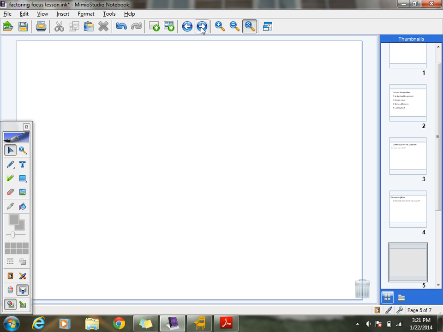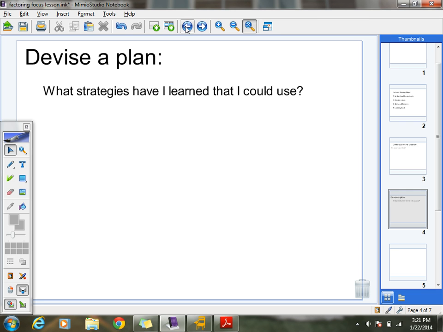After I understand the problem, I needed to devise a plan in order to solve my problem. Now, I need to think about the strategies I've learned that I could use. Some strategies I've learned are to start always by using the GCF, or the greatest common factor. So I'm going to always start by looking for greatest common factor.